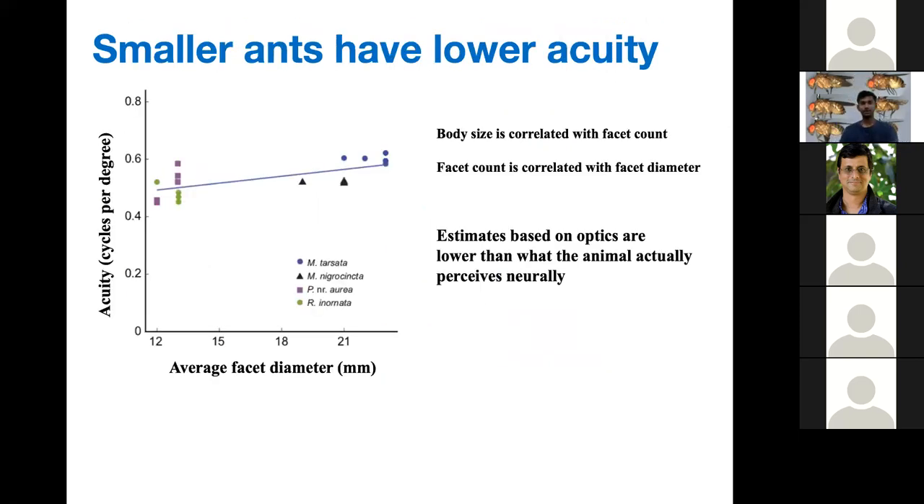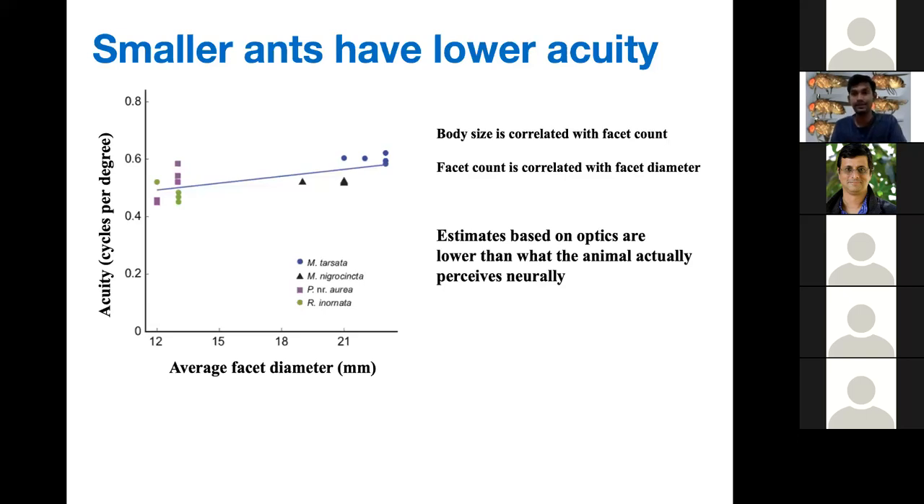And the other thing is the acuity. We correlated the average facet diameter, which is correlated with body size, with the acuity values for all the species that we studied. We do see a positive trend, although the rate of increase is not as much as you see in the contrast values. But still, the smaller species tend to have slightly lower acuity.